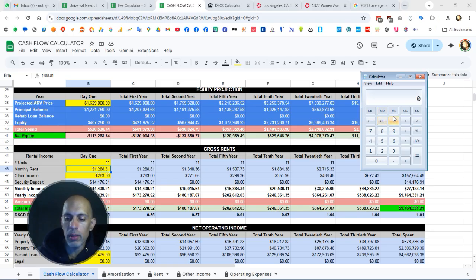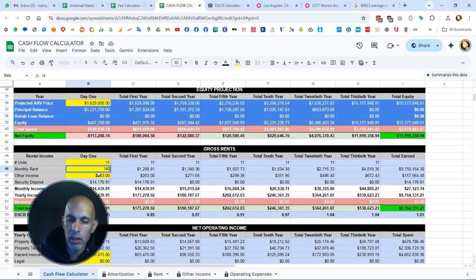What's going on with this calculator? 186,000 divided by 12. That gives me my monthly rent. Now divide that by 11. That should give me $1,409 a month. We're going to put 0 other income over there.